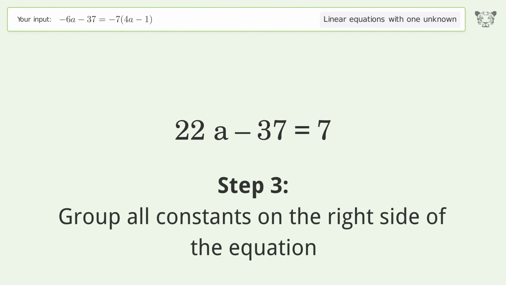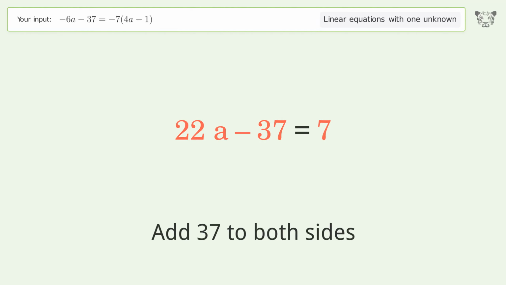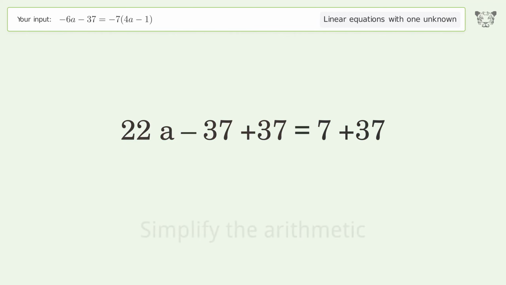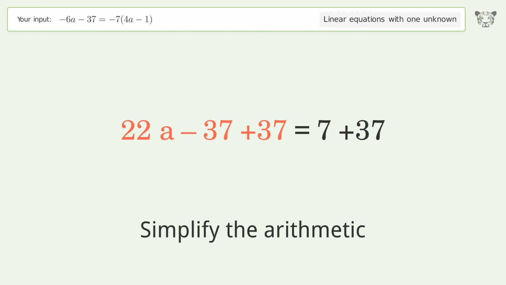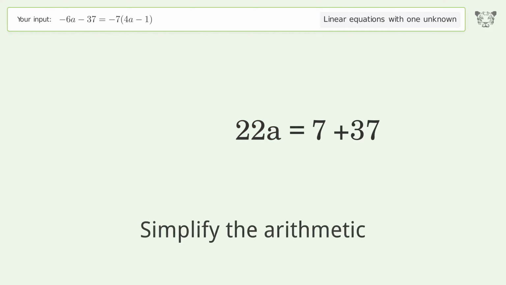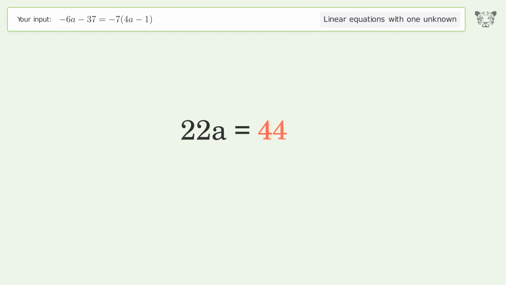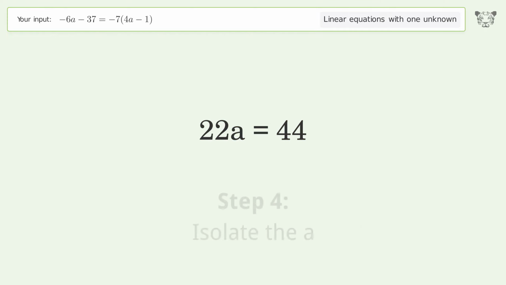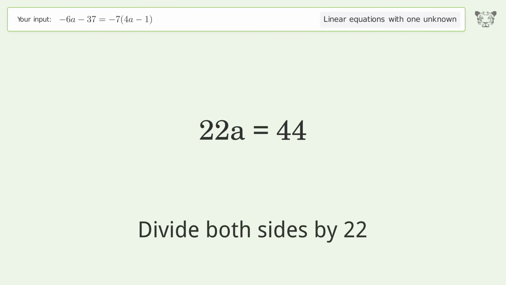Group all constants on the right side of the equation. Add 37 to both sides. Simplify the arithmetic. Isolate the a. Divide both sides by 22.